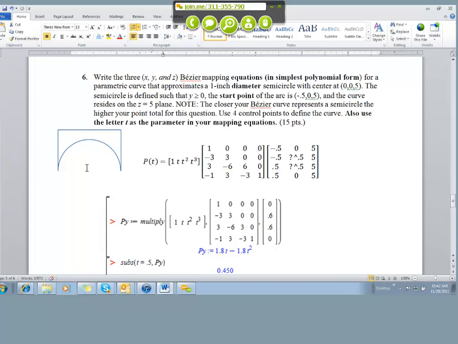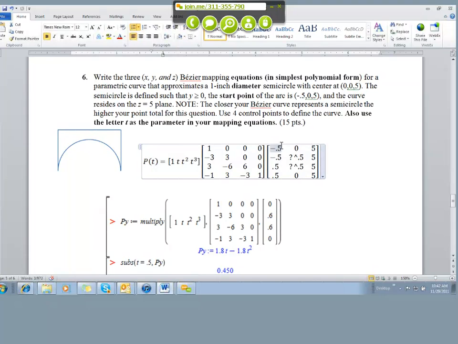We told you that the center of the circle was at the origin, 0, 0, and 5. And we said that the starting point was at minus 0.5, 0, and 5, which meant that the endpoint of the arc was at 0.5, 0, and 5. And so you should have worked on setting up this type of problem where it was 1, t, t squared, t cubed, the MBE matrix, which we've done many times, and I think most people got into that.